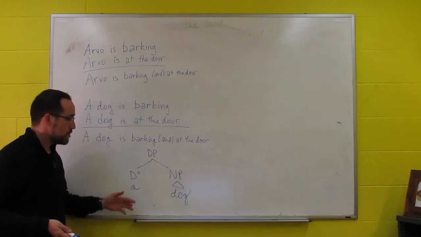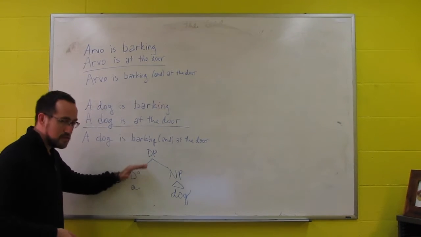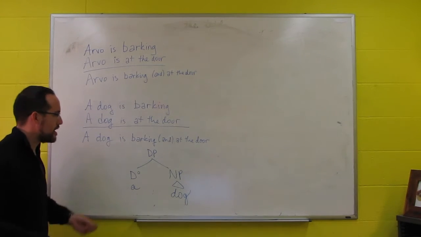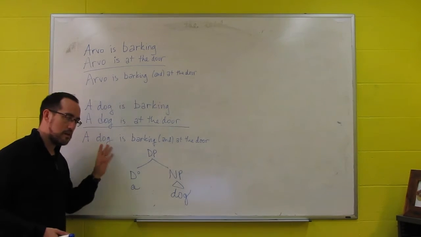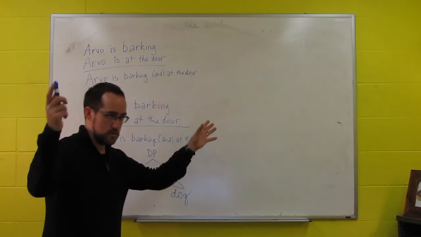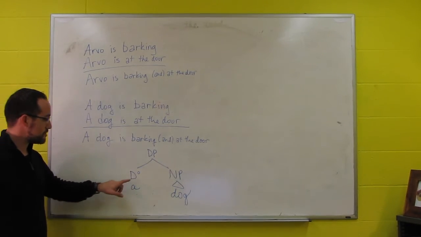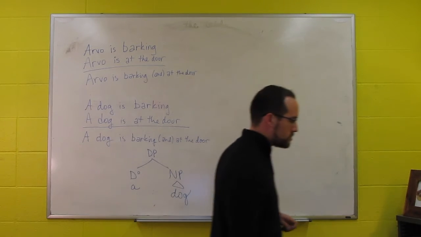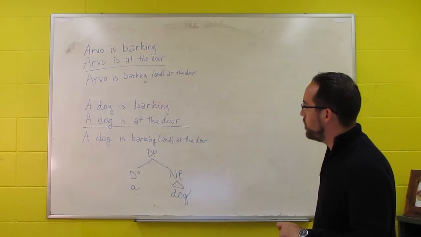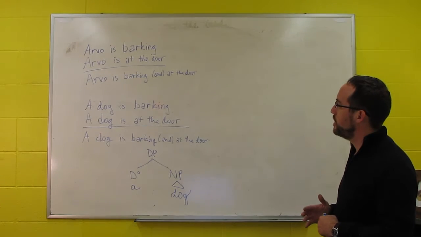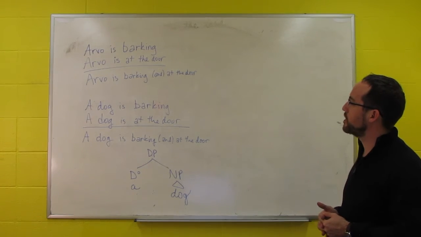Pretty straightforward. Now whether this is a D or if there's a separate projection, Q for quantifier or something like that, that is an interesting question, and we'll leave it for another time though. Right now we'll just say it's a D. A dog. Now, how do we determine what a dog means?